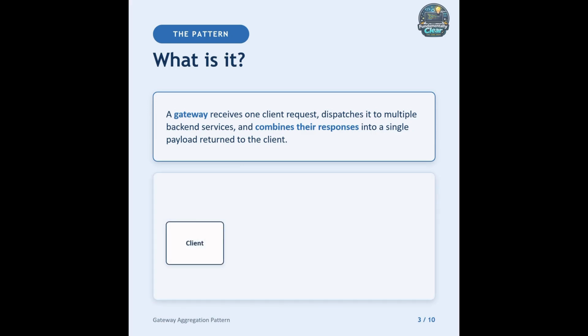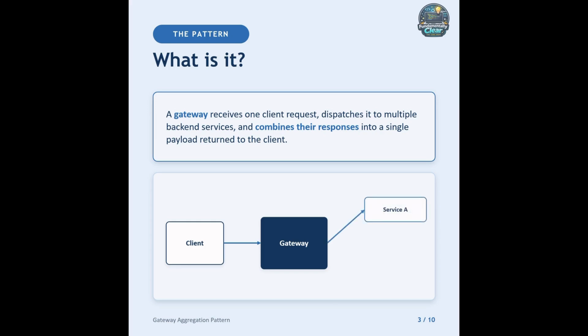Look at the diagram here. The client talks to exactly one thing, the gateway. The gateway handles the complexity of talking to service A, service B, and C. The client never knows these services even exist. This is the core idea: push complexity to the edge, keep clients thin.